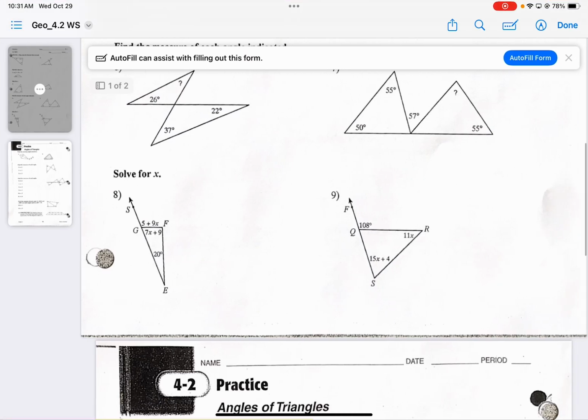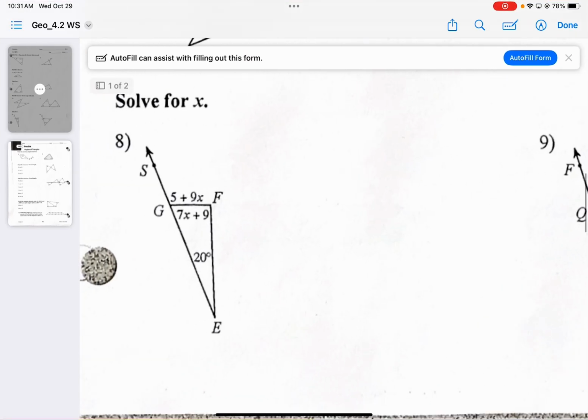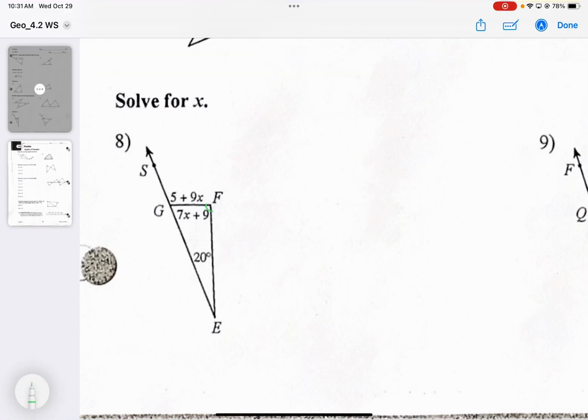So 8 is here. We're going to look at it up on the screen up here. All right, I need to figure out what x is. Okay. Now, this is a bit tricky, right? Because like 7x plus 9, where is that angle supposed to be? It's supposed to be angle F. So 7x plus 9 is supposed to be this angle right here. And then angle E is down there, okay?